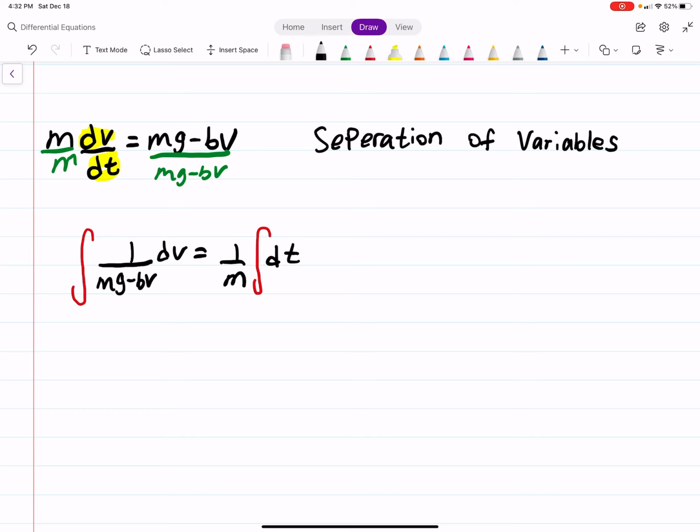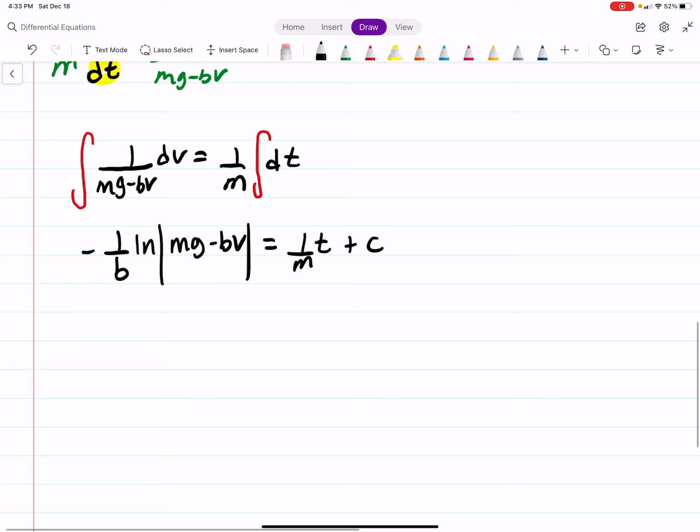I'll go ahead and pull out some constants there. And when you integrate this, you will get minus 1 over b, the natural log of, and I'll do absolute values, mg minus bv. So hopefully you're okay doing an integral with 1 over your variable, equals 1 over m t plus c. So the c is the constant of integration. They both give you a constant, however, c is just the total of those two constants, the addition of them. So I'm just keeping it so we only have one to worry about.